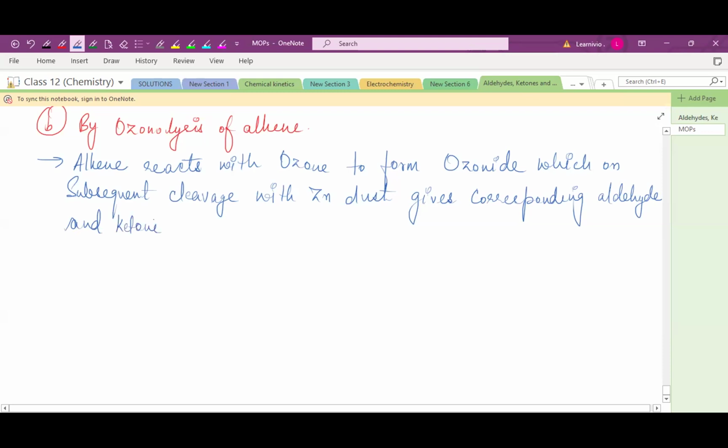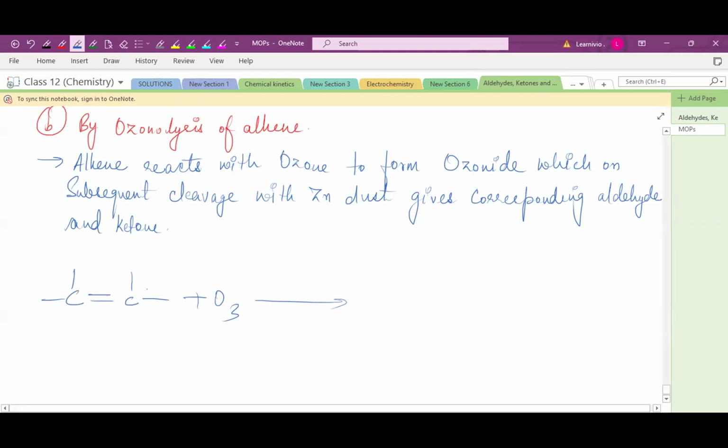Okay, so what happens in ozonolysis? Because it's a lysis, you have to break the bond. Lysis means break down, break karna apne bond. So first, when you treat the alkene with ozone, suppose we just take a carbon-carbon double bond. This is your alkene. When you treat it with ozone, O3, what happens? It will form ozonide.